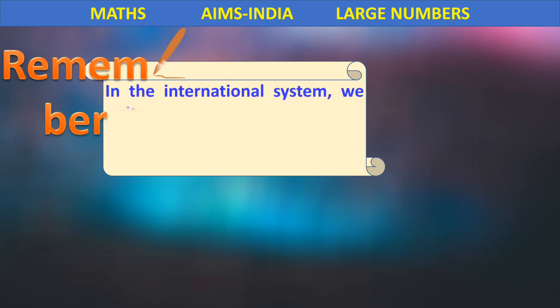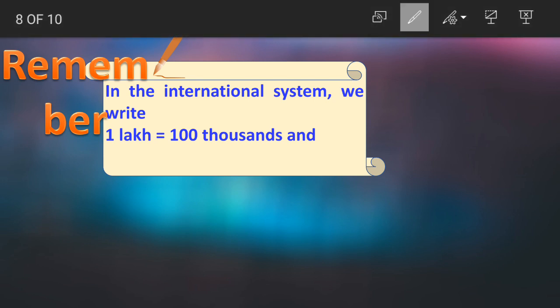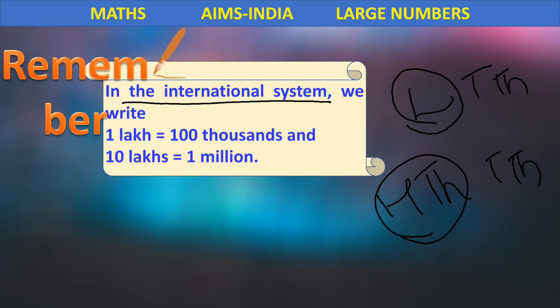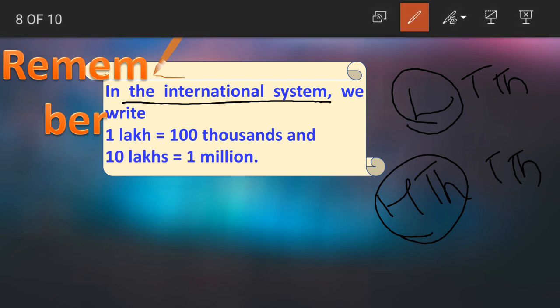Remember, what should we remember? In the international system, we write 1 lakh is equal to 100,000. As I said, after 10,000s we have lakhs. But after 10,000, what does the international system have? They have 100,000s. So 1 lakh is written as 100,000 in the international system. And 10 lakhs is written as 1 million.